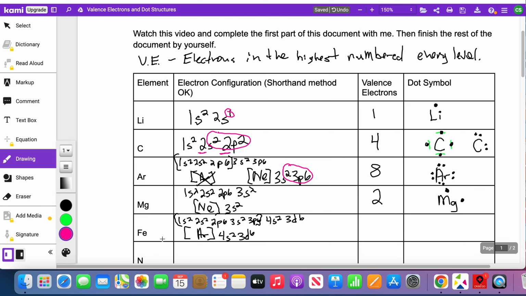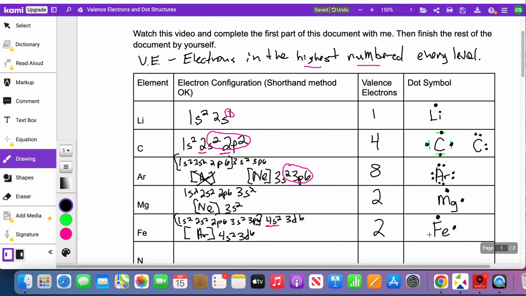Okay, well, the thing is, you got to go to the highest numbered energy level. So what number is higher, 4 or 3? And the answer is 4. How many electrons are in the 4th energy level in iron? Well, you just count 4s2, that's 2 electrons. So iron would have 2 valence electrons. 1, 2. That's the dot symbol.